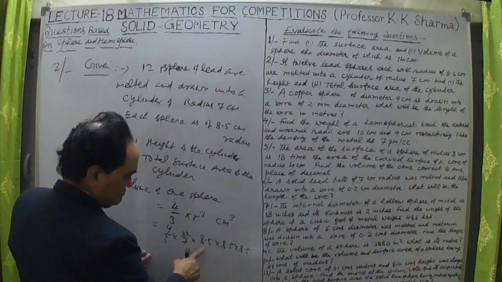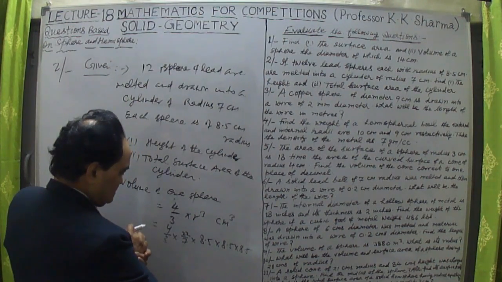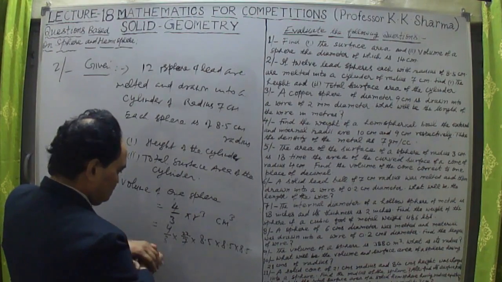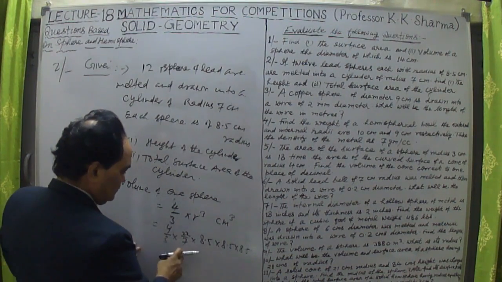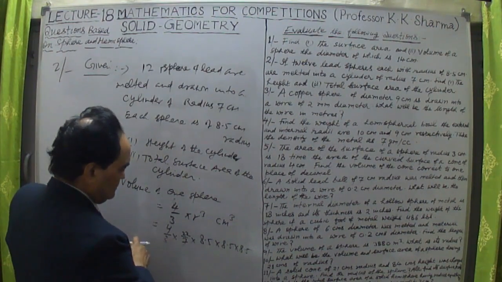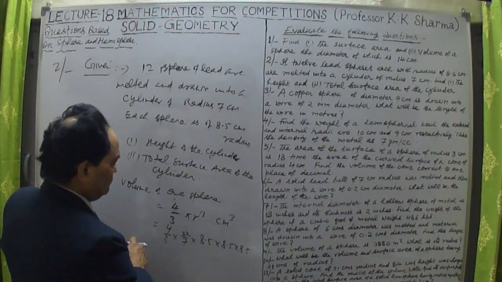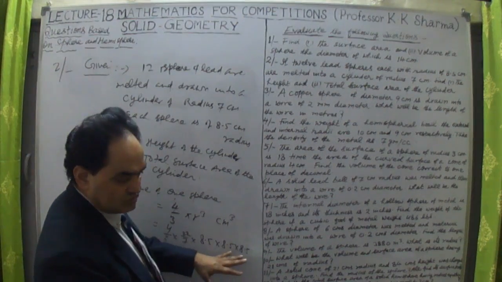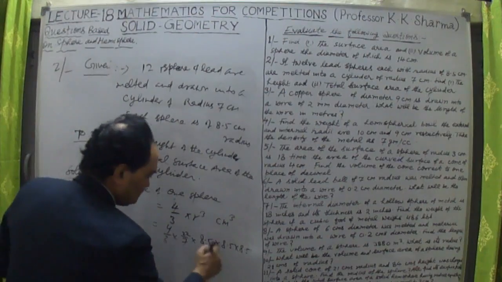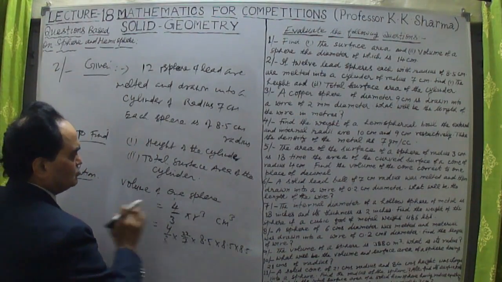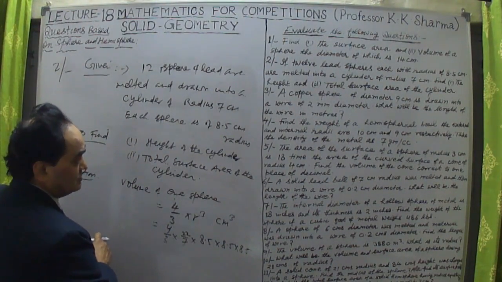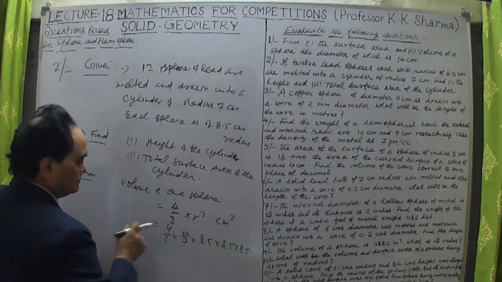Okay, so if I just divide it by 3, no, not cancelled out. This is 3.145. Just take it. This is the volume of one sphere. Therefore, volume of 12 spheres. Let me now just equate this to volume of the one cylinder. Then we can find out what is the solution here.